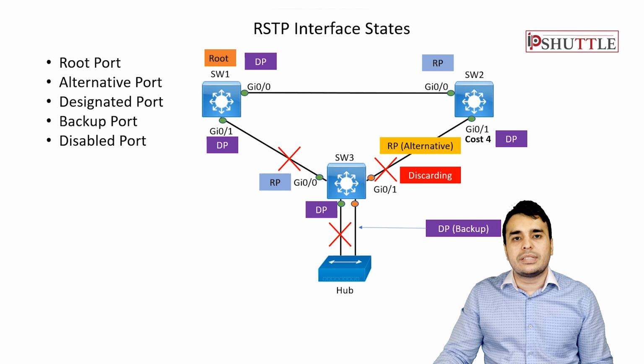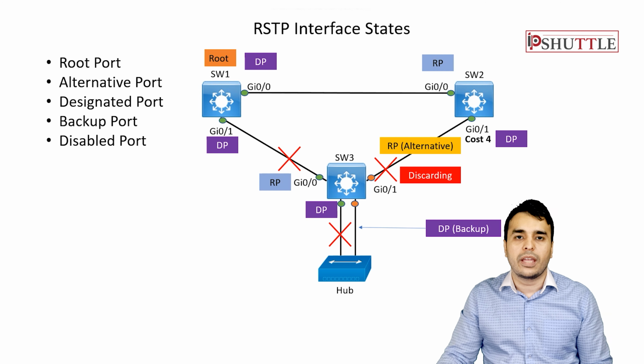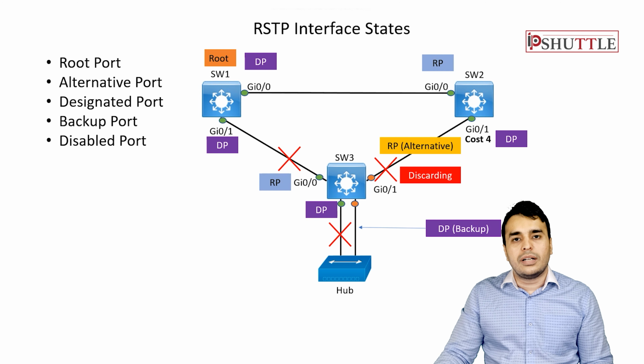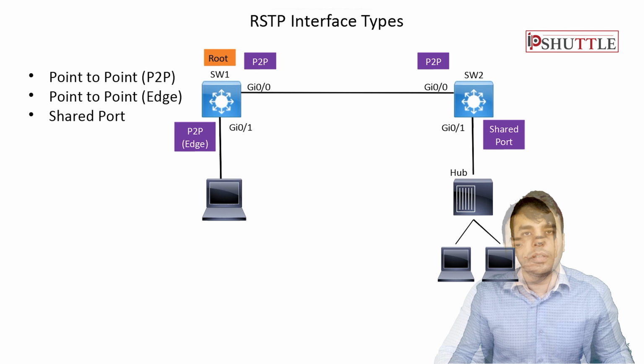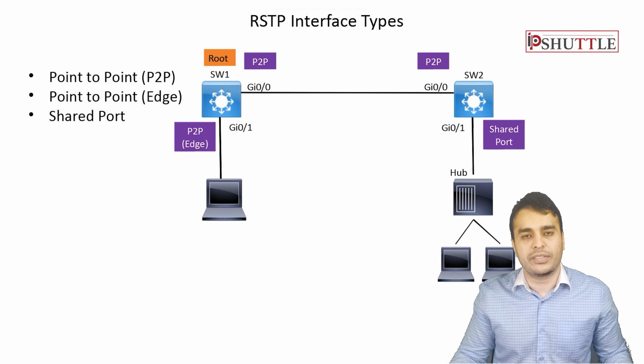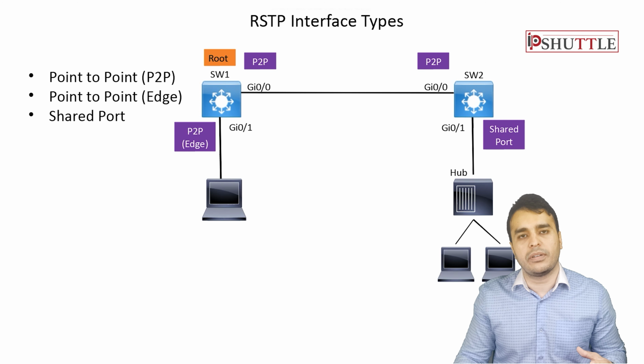And the last one, disabled port, that concept is the same as STP. If you put it into shutdown mode, its status will be disabled port. That's the major difference. Now it's time to understand the different modes for RSTP interfaces. For example, there could be point-to-point, edge, or shared ports. The difference is very simple.